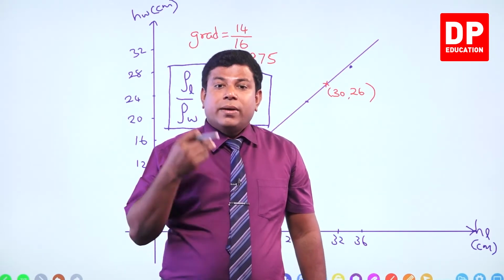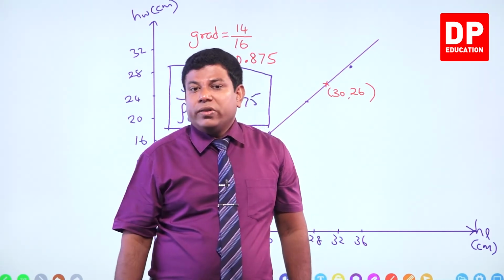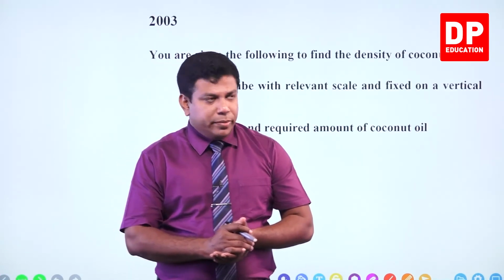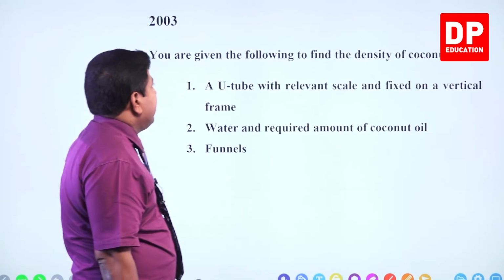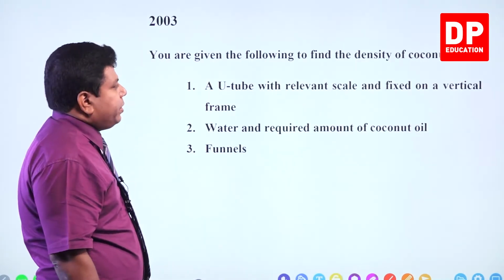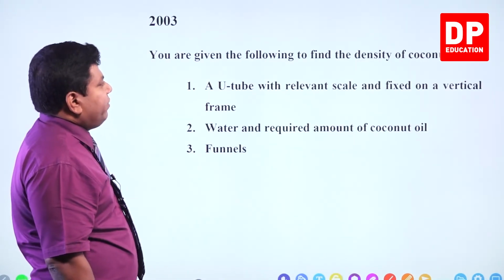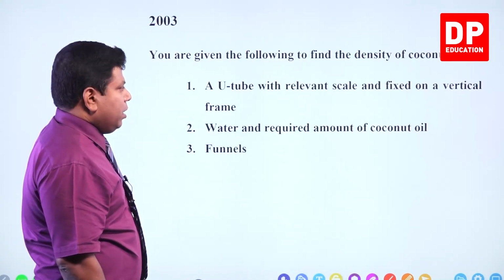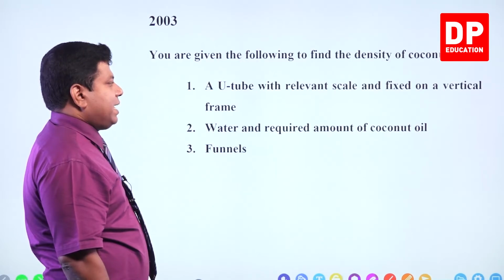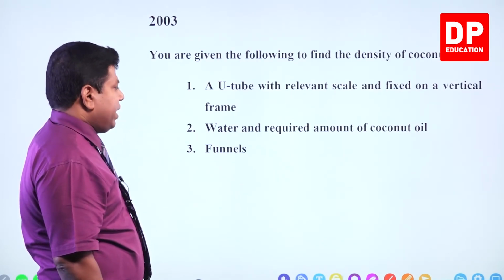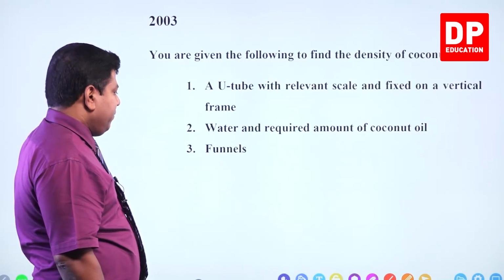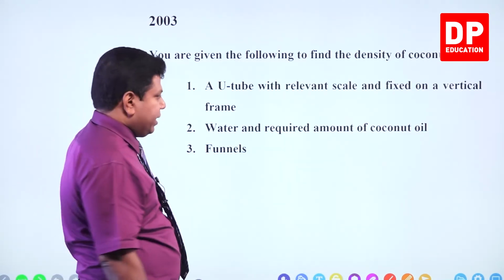Now let's see some past paper questions on this experiment. I have taken the 2003 paper. You are given the following to find the density of coconut oil: a U-tube with a relevant scale fixed on a vertical frame, water, and the required amount of coconut oil, and funnels. You are given all that.